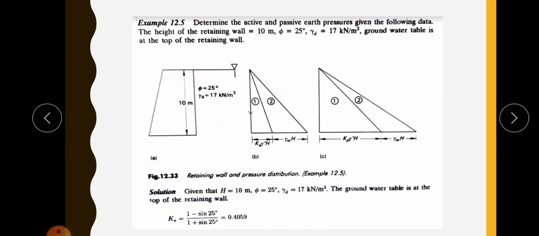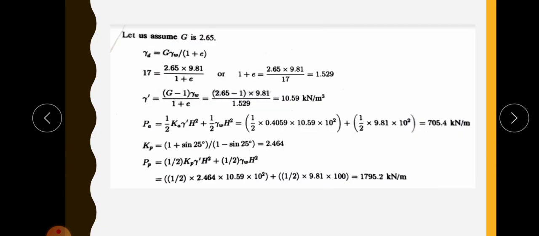When we obtain the void ratio from that equation, we can use it to calculate the submerged unit weight. The equation for submerged unit weight gamma dash is equal to (G minus 1) into unit weight of water, divided by 1 plus E. So like that we can calculate gamma dash.